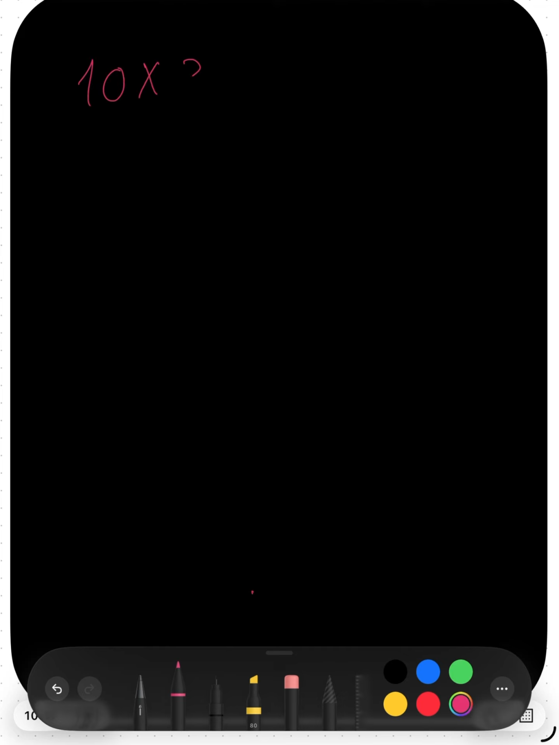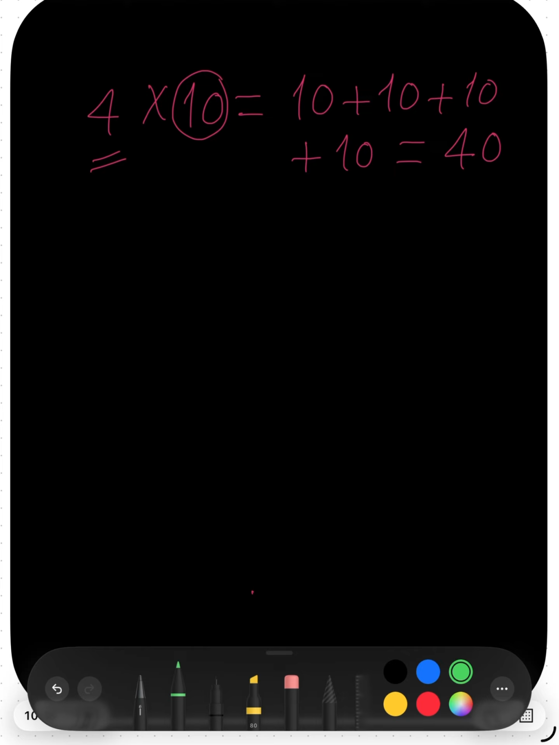10 times 3. What is the meaning of 10 times 3? It means that we have 3 ten times. What is the meaning of 4 times 10? It means that we have 10 four times. Then we have 10 plus 10 plus 10 plus 10, 4 times, equals 40.